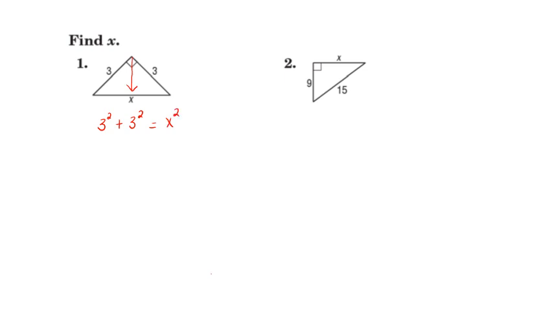Let's do those exponents first. We get 9 plus 9 is x squared, and 9 plus 9 is 18. So we know the hypotenuse squared is 18. To find what the hypotenuse is, we do the inverse of squaring, which is the square root, just like addition and subtraction, and multiplication and division, are inverses. If I want to find x, I'm going to do the square root of 18.